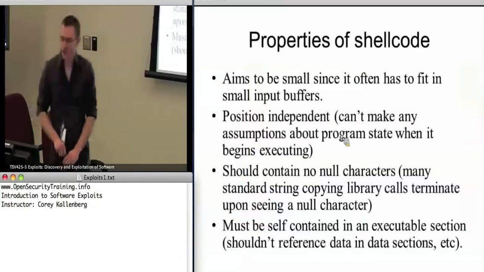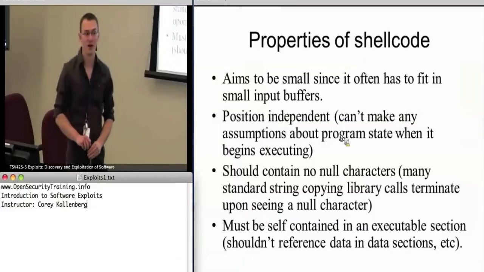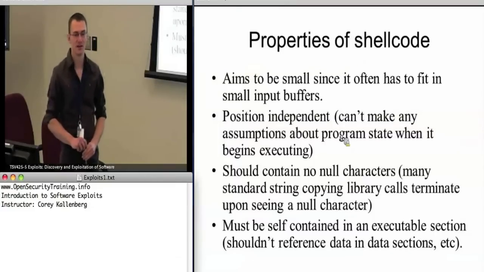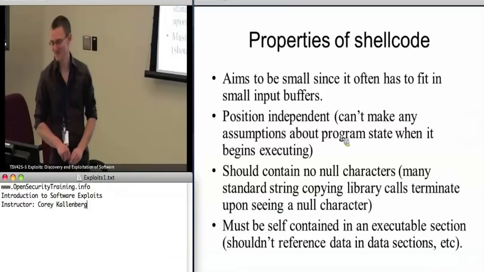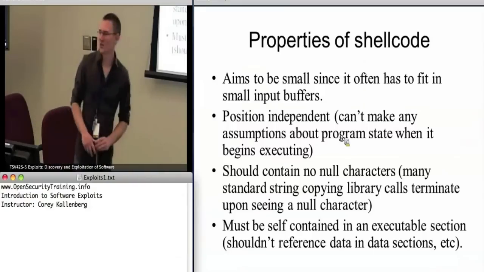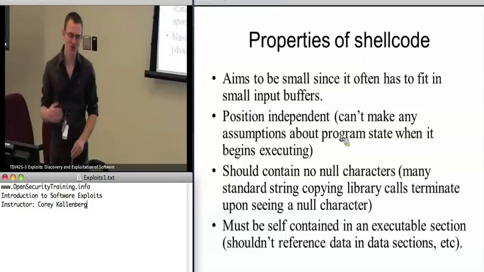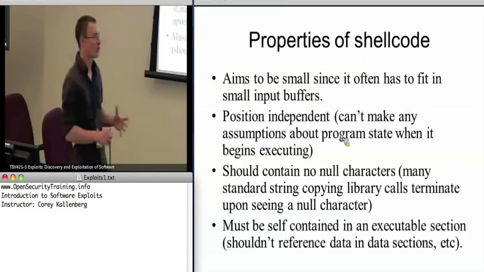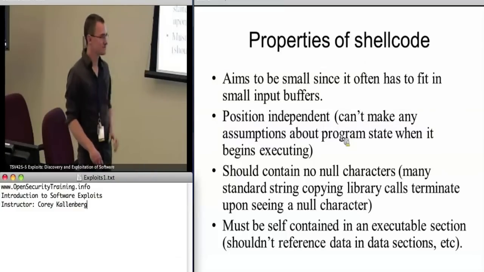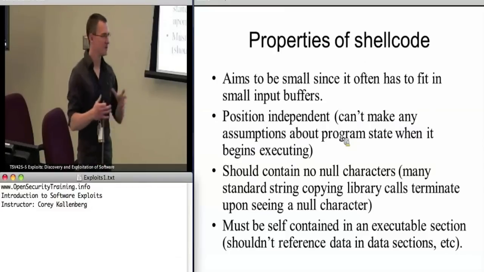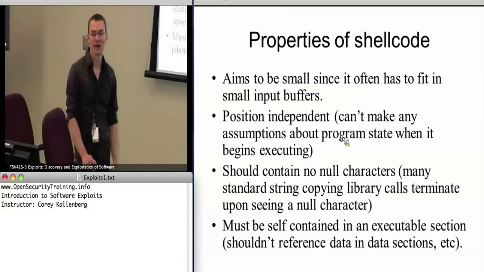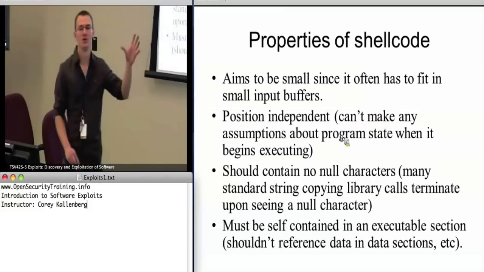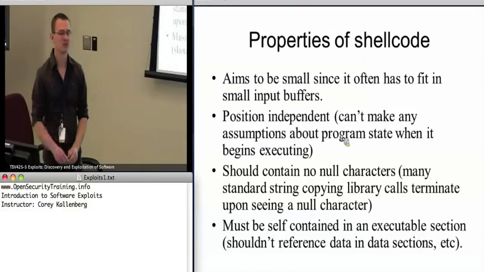Here's another kind of tricky one. Should not contain any null characters. Anyone know why that is? So if we're overflowing what's interpreted as an ASCII buffer, a string buffer, like a password buffer, and there is a null character in our shellcode, when the victim program is reading in our payload and sees that null character, it's going to say, okay, I'm done reading stuff in, and only half of your payload is going to be copied, up until that null character, because null characters signify the end of the string.